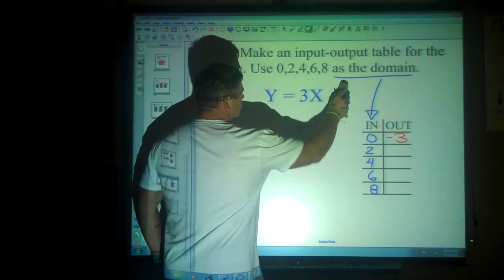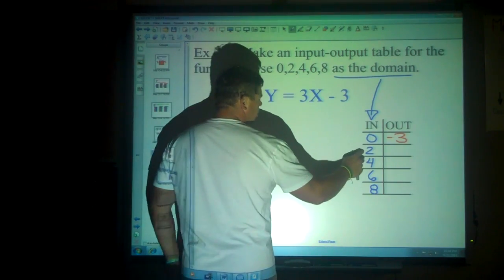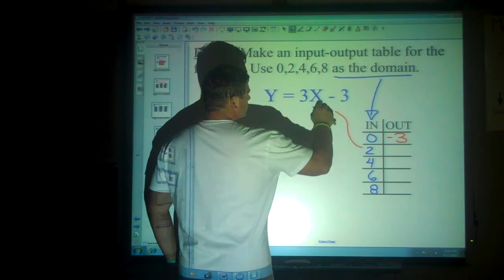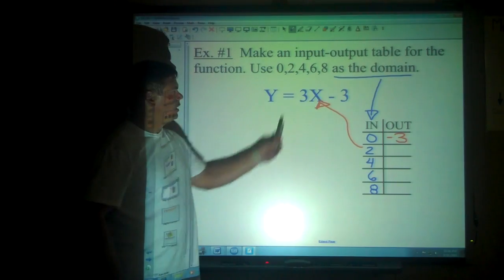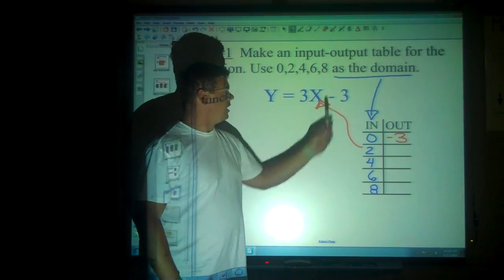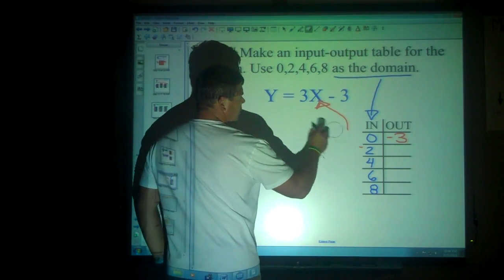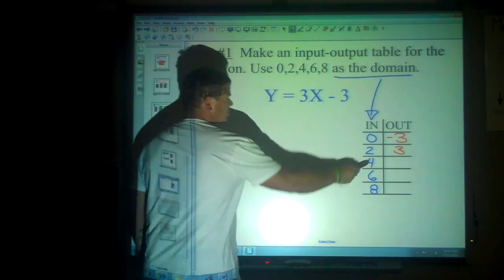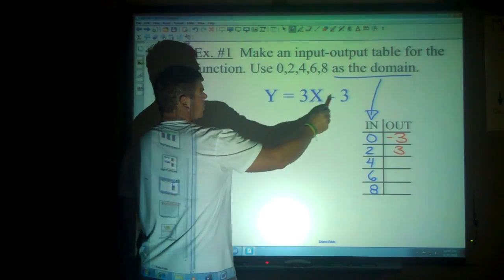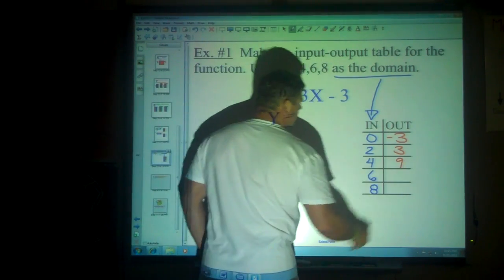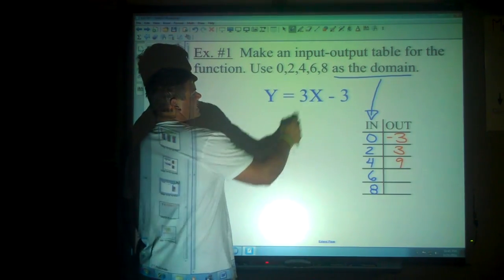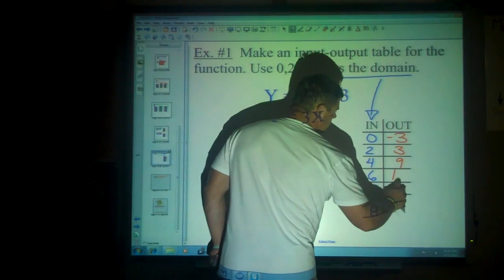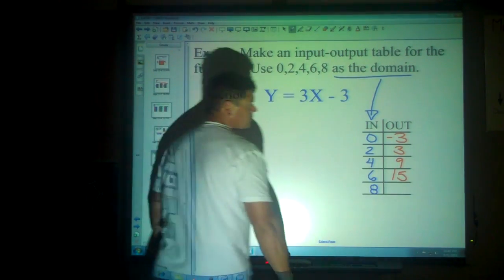Next, you start over. Now you put 2 in. So now 2 goes here. Well, 3 times 2 is 6. 6 minus 3 is 3. We now have this, 3. Then you plug 4 in. 3 times 4 is 12. 12 minus 3 is 9. Then you plug 6 in. 3 times 6 is 18. 18 minus 3, 15.